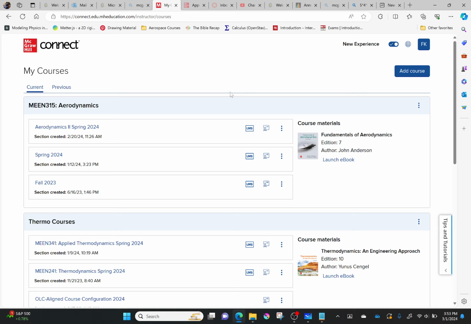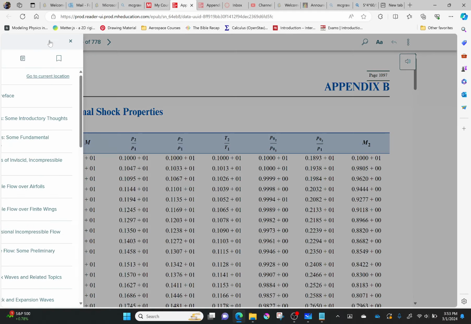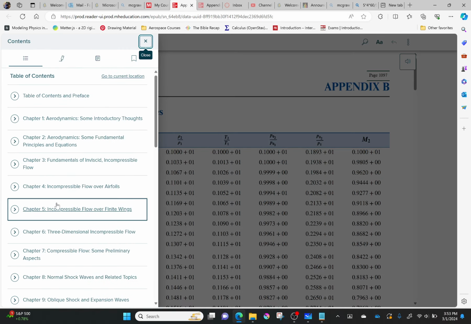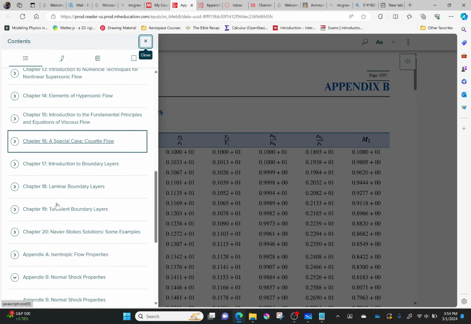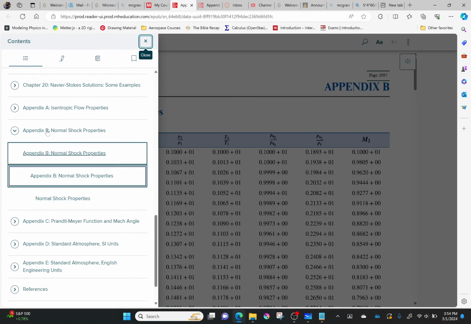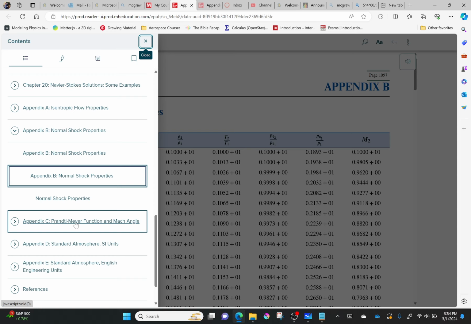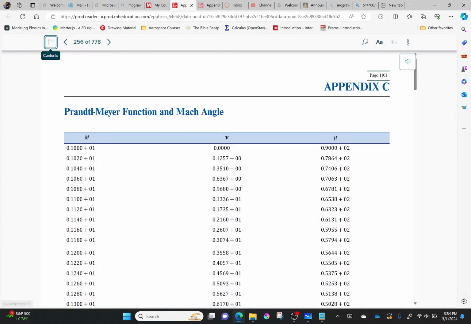Now, here I am at McGraw-Hill Connect, so I click on my ebook, and I'm going to hit the little bar on the side. I'm going to scroll down all the way until I find Appendix B. See, it's already open because I use it a lot, but I want to go to Prandtl Meyer functions and Mach angles because I need Appendix C here.